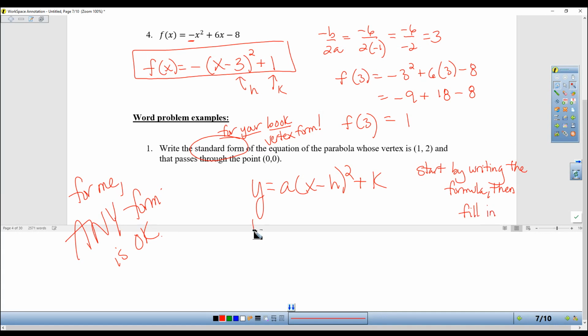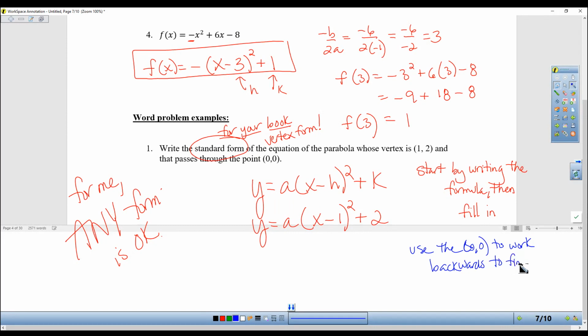So what do I know? I know that the vertex is (1, 2). I also know it passes through the point (0, 0). So I'm going to use the (0, 0) to work backwards and find a. Because that's the only part of this you don't know. You just need to know a. So we're going to plug in the (0, 0) to work backwards to find a. So I plug in 0 is equal to a times 0.